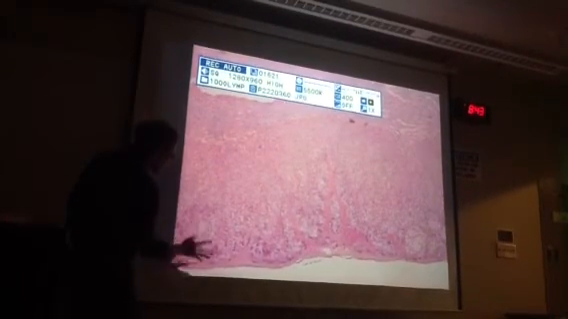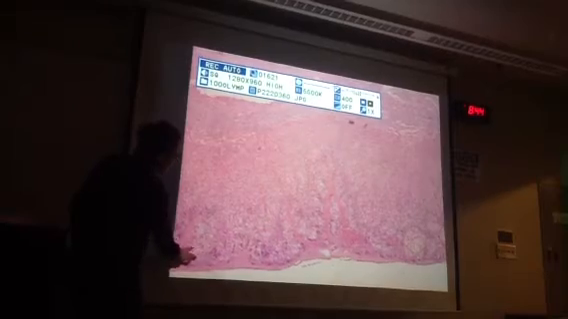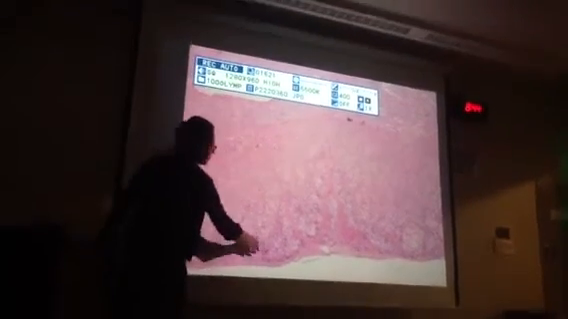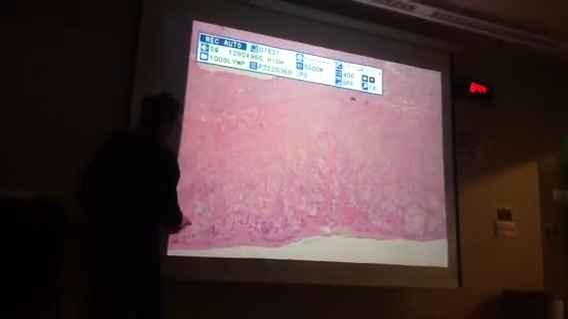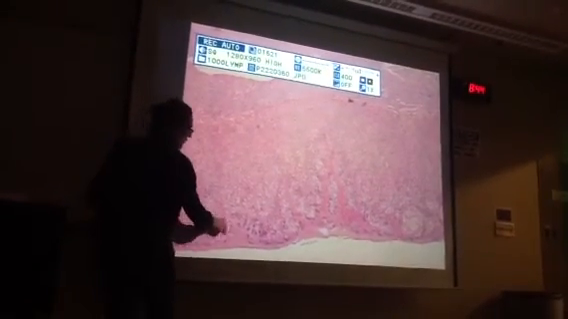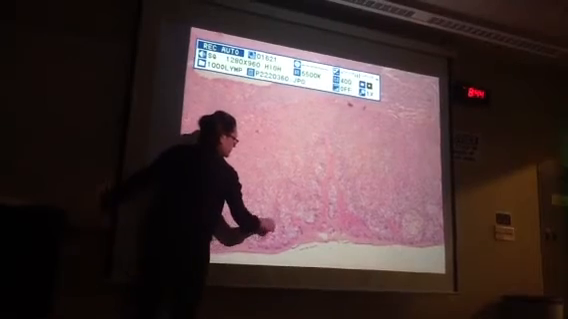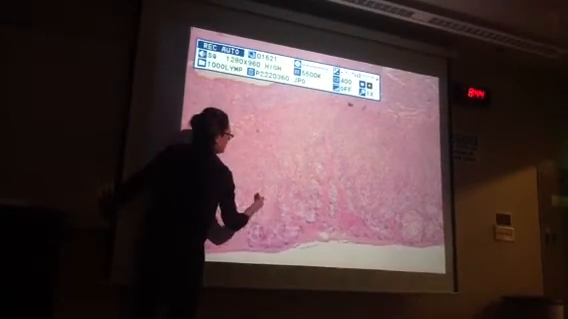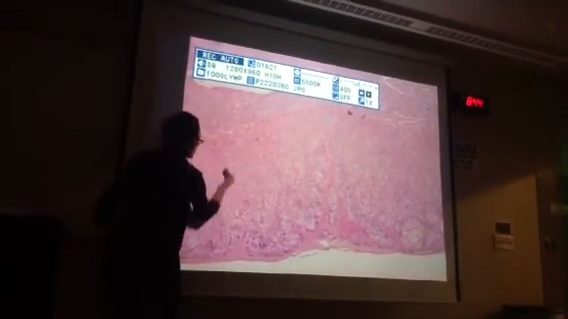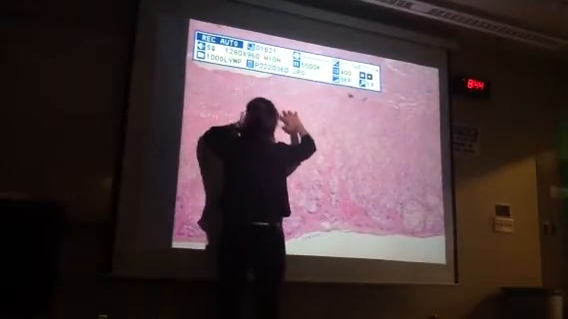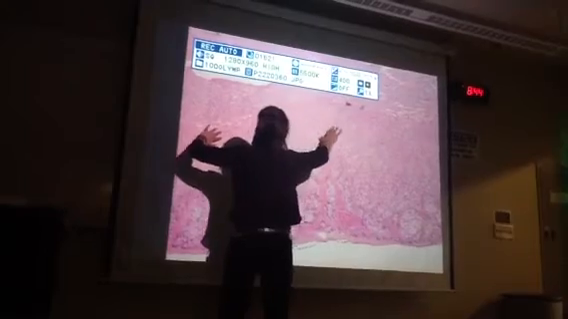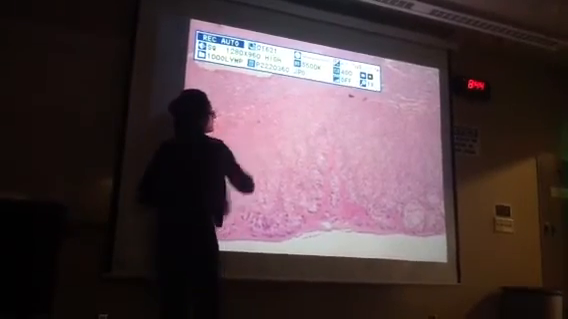But you should be able to see that glomerulosa looks a little bit darker, and that's because the cells are clumped together a little bit, because they're oriented like this. So they're close together. Fasciculata, the cells are more like this. And then reticularis, they go out a little bit like this, and there's more space in it.